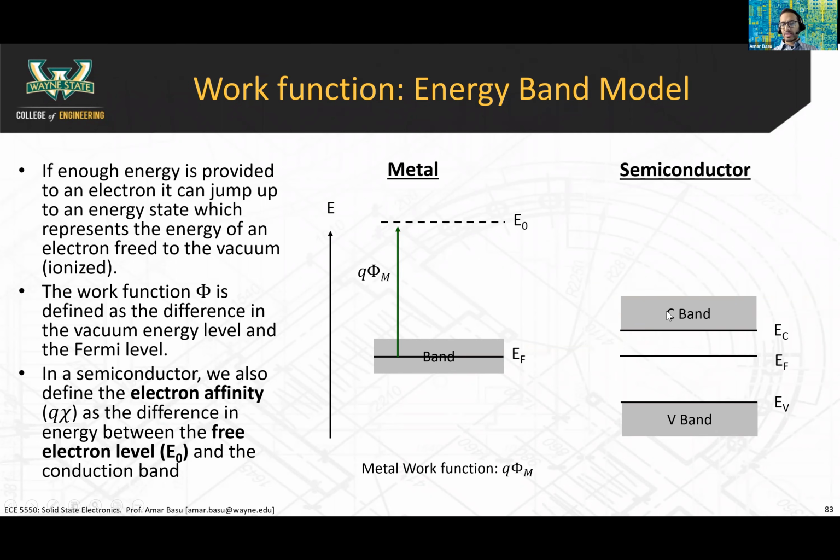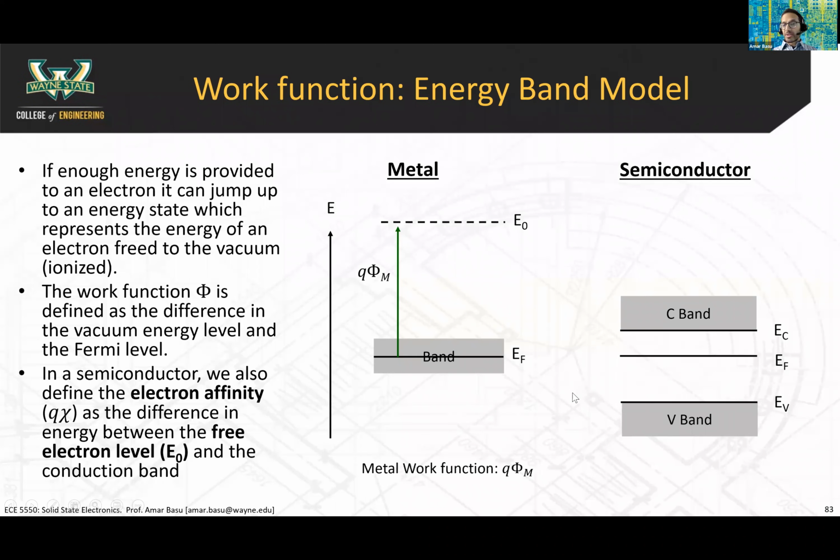Okay, the conduction band is typically mostly empty. The valence band is mostly full. And remember, the last concept is that this Fermi level can move up and down depending on doping. If you dope it N-type, the Fermi level moves towards the conduction band. If you dope it P-type, the Fermi level moves towards the valence band.